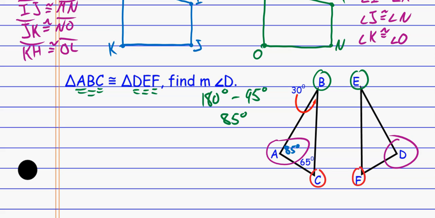So it's really just a matter of making sure you find the angles and then matching up the congruent angles. So the measure of angle D equals 85 degrees. And if I have the angle in one triangle that this thing is congruent to, I automatically have that angle. I just have to match it up, okay?